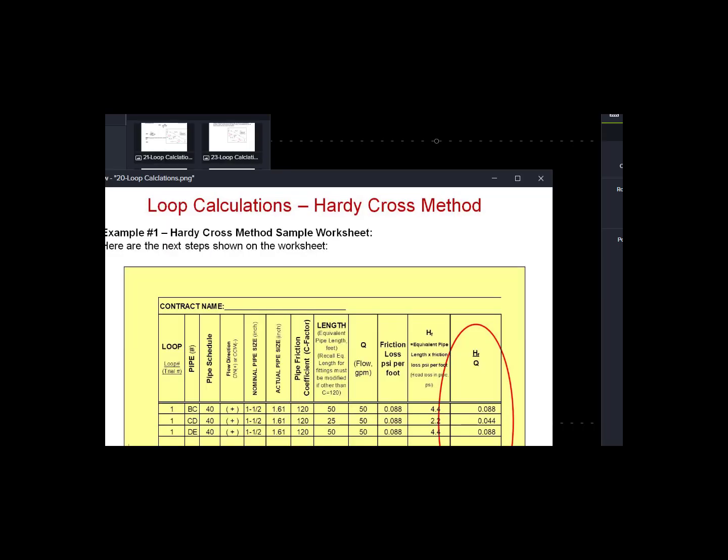Pipe BC is equal to 0.088. Pipe CD is equal to 0.044. Pipe DE is equal to 0.088. The total sum for H/Q for path 2, a positive number. Pipe BG is equal to 0.046. Pipe GF is equal to 0.014. And pipe FE is equal to 0.046. The total sum of H/Q for both loops is equal to 0.326. This is the worksheet for those steps.